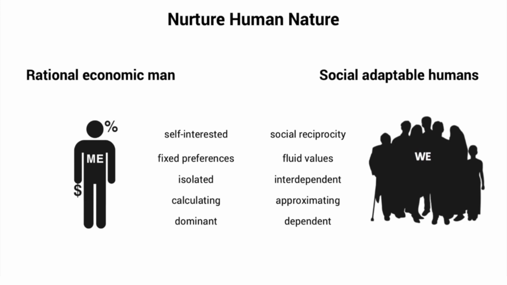Our new self-portrayal reveals that we are social, interdependent, approximating, fluid in values and dependent upon the living world. Moreover, it is indeed possible to nurture human nature in ways that give us a greater chance of getting into the Doughnut's safe and just space by accommodating the socially acceptable nature of human beings with human values and their interdependence with others and nature.